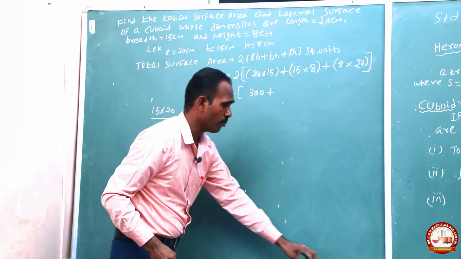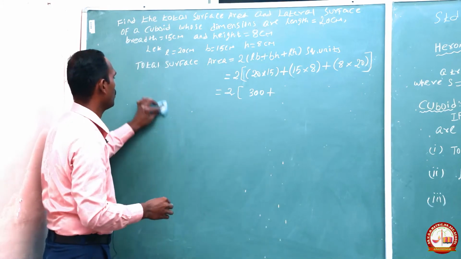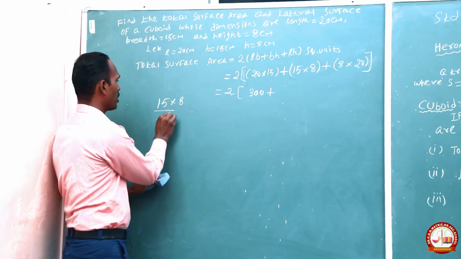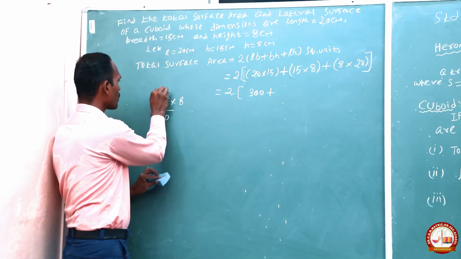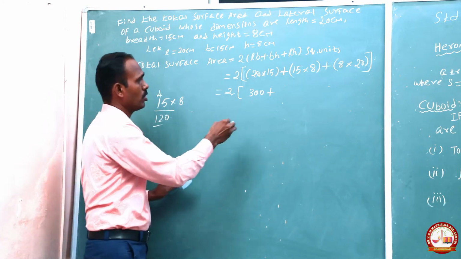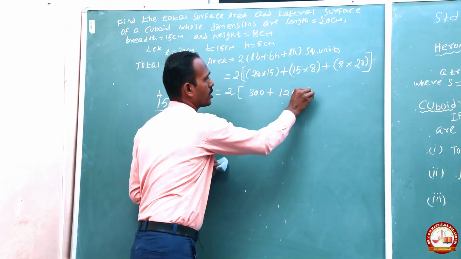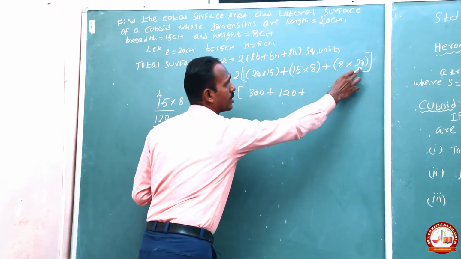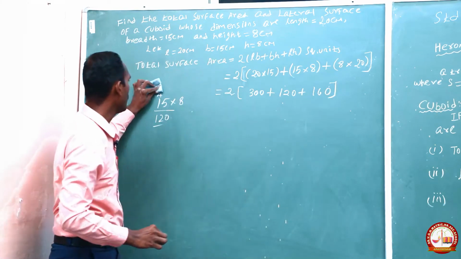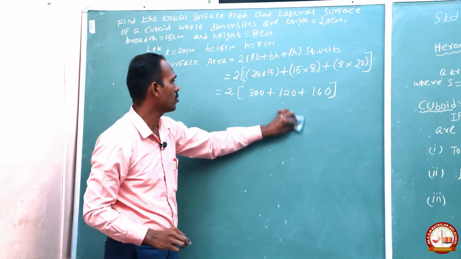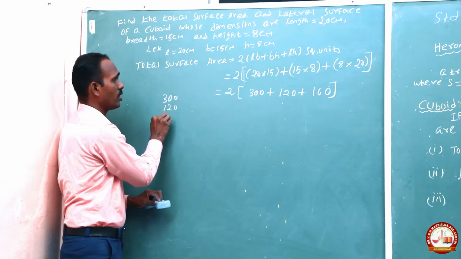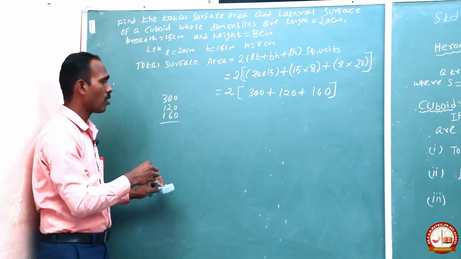Plus we multiply 15 into 8. So 15 into 8, 5 8s are 40, 0 balance 4. 8 ones are 8, and then add 4, so 12, so 120. So 300 plus 120 plus, we multiply 8 into 20: put the 0, 8 into 2 is 16, so 160. So we add the numbers: 300 and then 120 and then 160.